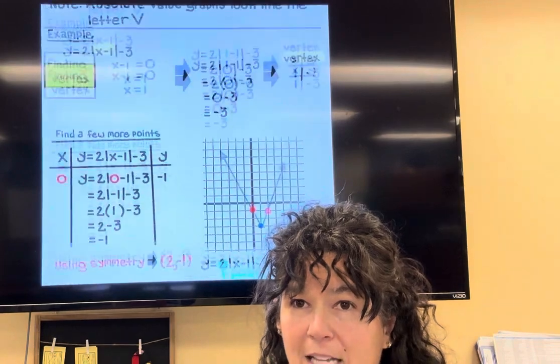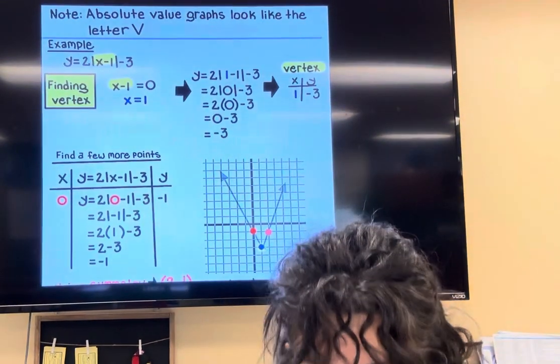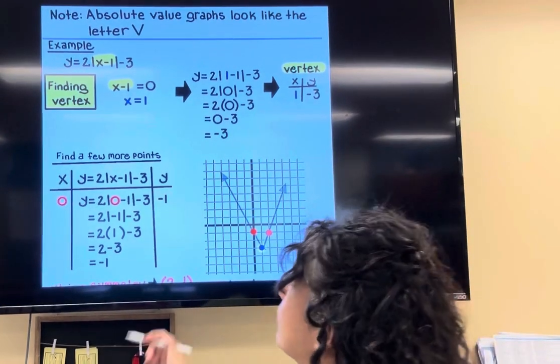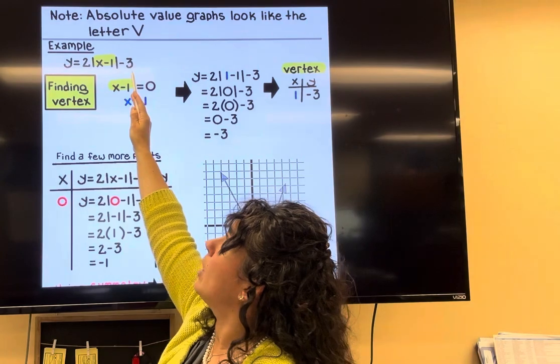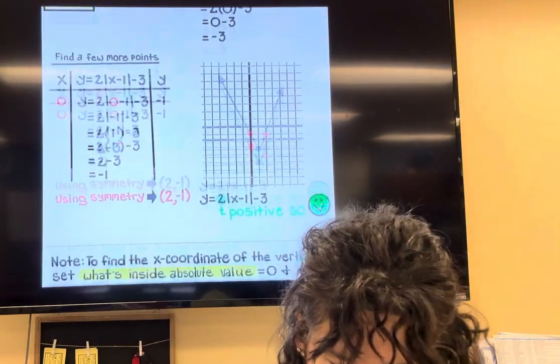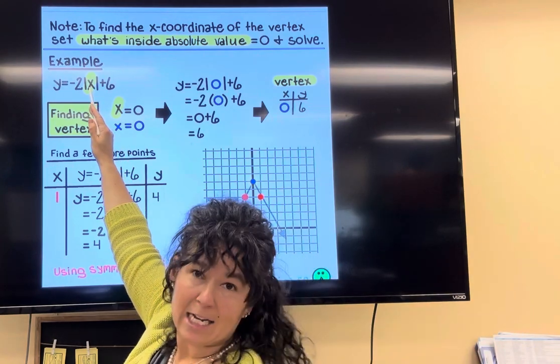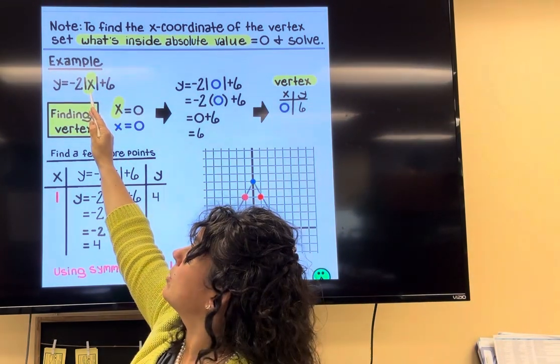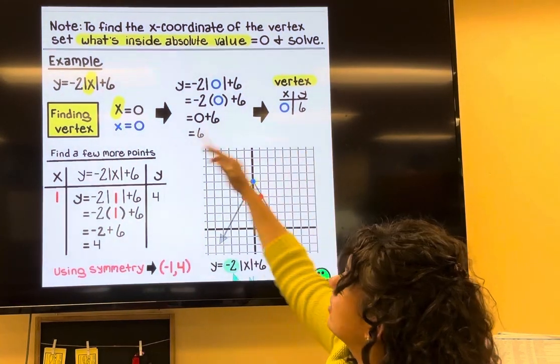I can't help myself. I know this is making the video long, but I want to remind you that there is a shortcut to finding just the vertex, that it's the opposite of this number. So +1, -3. This one is a little more challenging to see because this is x plus 0. So this one would be 0, 6, and I could skip all of that work.